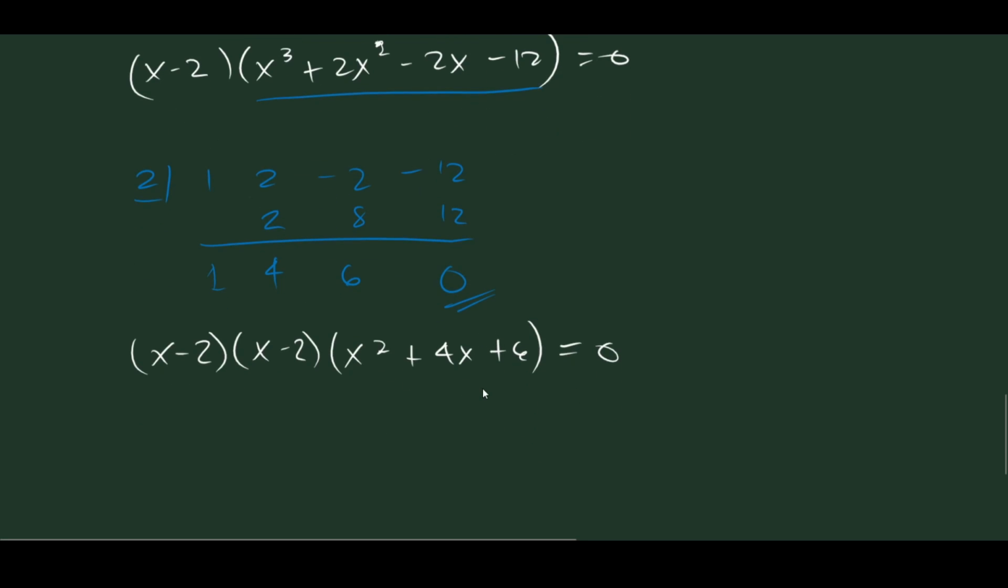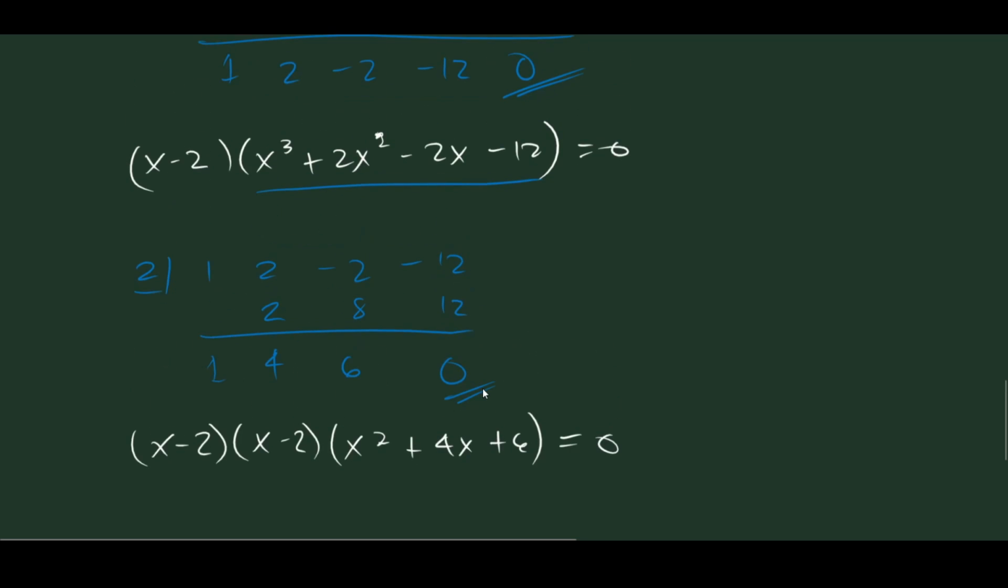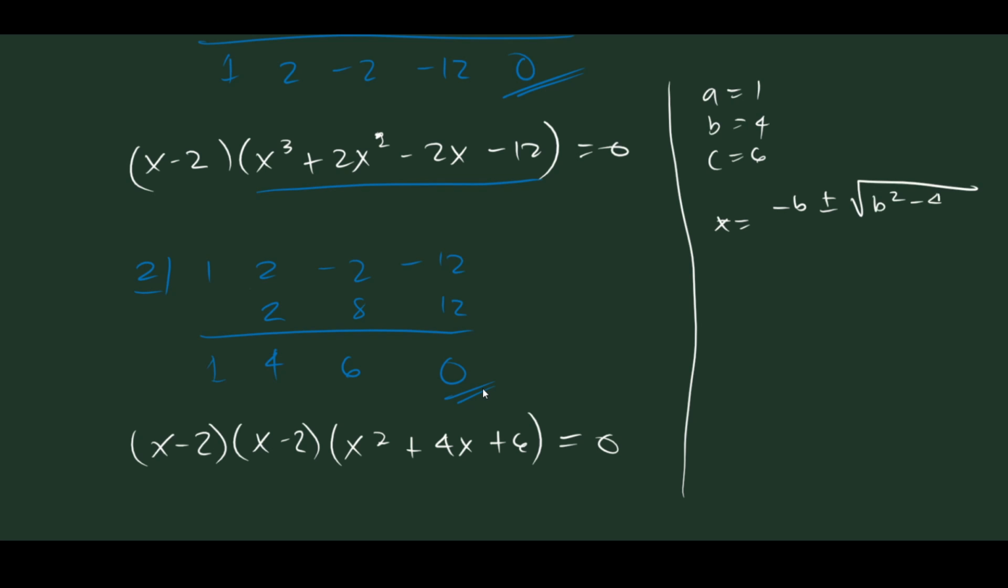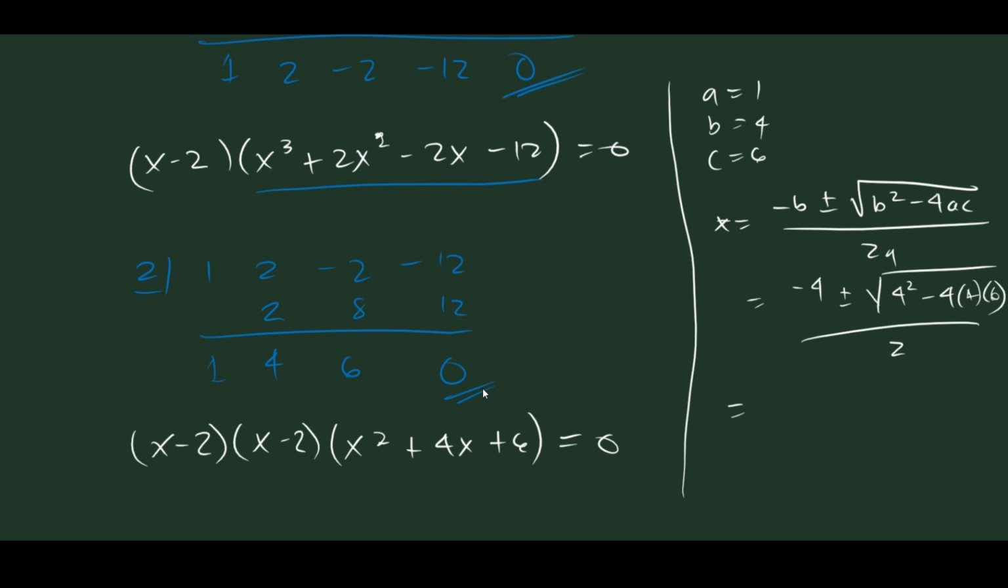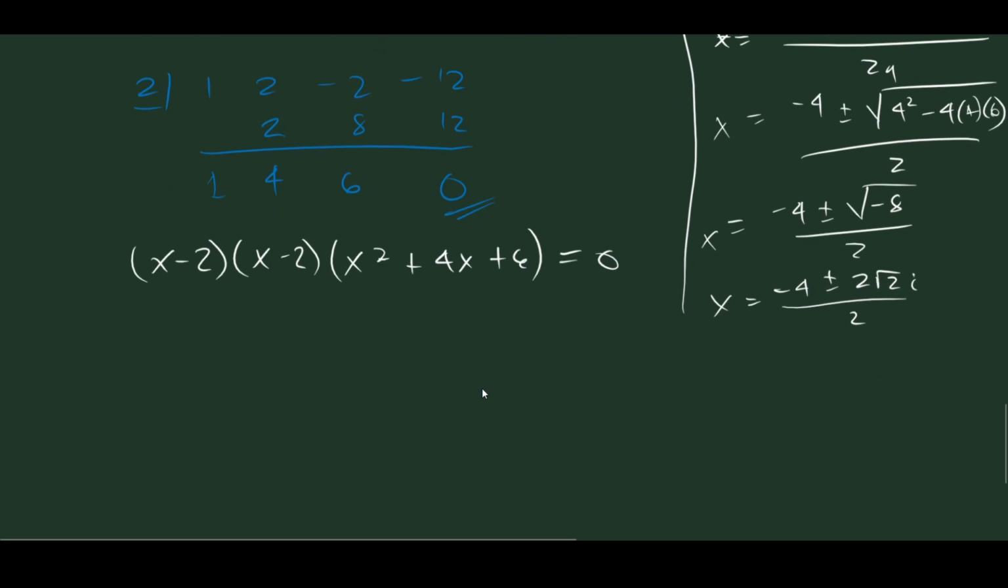If we can factor this out, then we are done. I don't think we can factor this using methods other than the quadratic formula, so let's use the quadratic formula here. We have a equal to 1, b equal to 4, and c equal to 6. The quadratic formula is x equals negative b plus minus the square root of b squared minus 4ac, over 2a. So we have negative 4 plus minus the square root of 4 squared minus 4 times 1 times 6, over 2 times a, that would be 2. So x is equal to negative 4 plus minus the square root of 16 minus 24, which would be negative 8, over 2. This will be negative 4 plus minus 2 square root of 2i, over 2. Therefore, we have negative 2 plus minus square root of 2i.